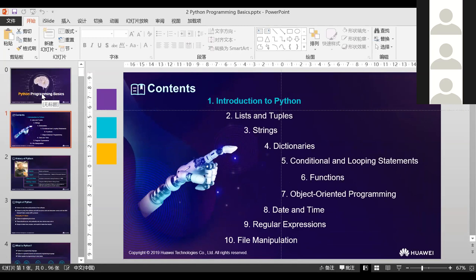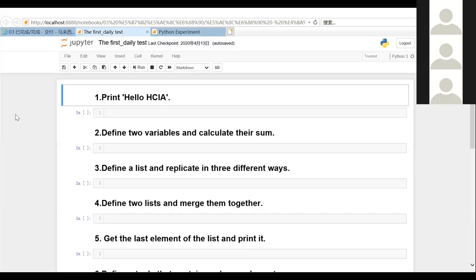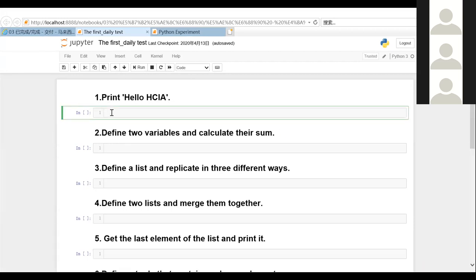So here we will move to the Python programming basics, and you need to pass the HCIA-AI exam. The lab exam is a sub-exam of the HCIA exam. After every day's training session, we will send you a daily test like this. Can you see it? Yes, a daily test like this. Here is a question, and you can program here, you can code here. Answering these questions is very easy. During the lab exam, you may encounter some similar questions to the daily tests.